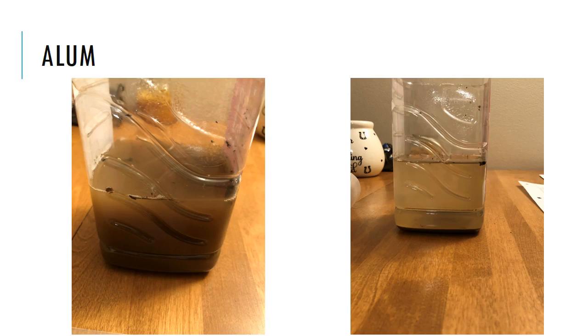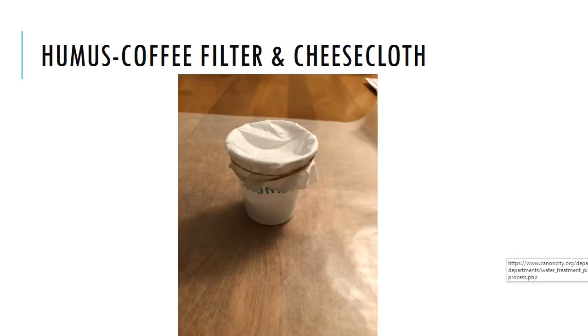And then here is the dirty water on the left here before I put the alum in. And then on the right side here is where I put the alum in. I stirred it like in the water filtration process, and I let it sit for a little while. And as you can see, the flocculant went down to the bottom of the water.